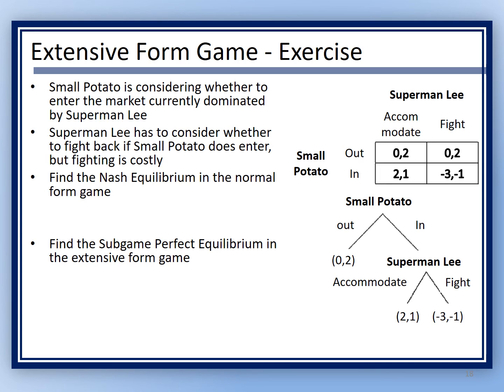All right. So let's take a look. Let's start with what small potato would do. In the normal form game, suppose Superman Lee accommodates. Small potato staying out gets 0, coming in gets 2, so he's going to come in. If Superman Lee decides to fight, small potato staying out gets 0, coming in gets -3, so he's going to stay out.